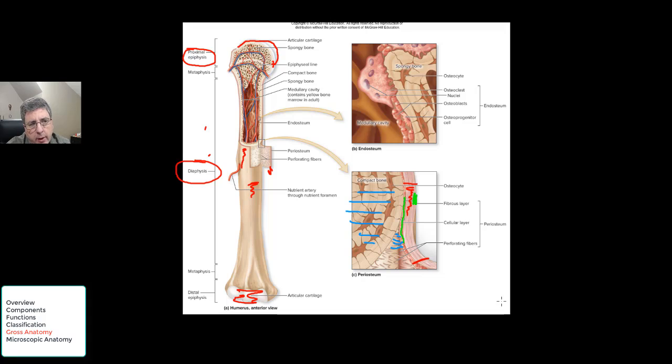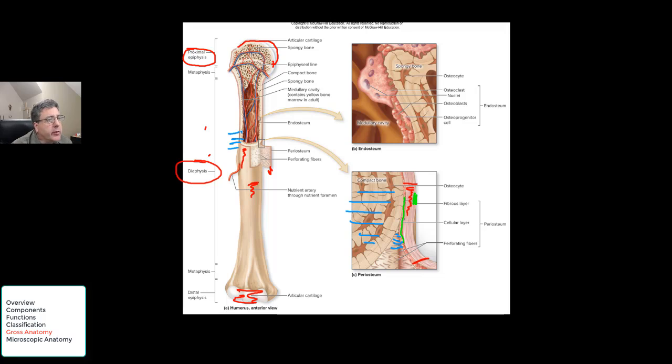So think of it as like Velcro, okay? These are collagen fibers, and they run perpendicular to the diaphysis. So perpendicular, they're going to be kind of coming out this way, and that's how it attaches to the bone, okay? So those are perforating or Sharpey's fibers. They're made out of collagen, and it anchors the periosteum to the bone.